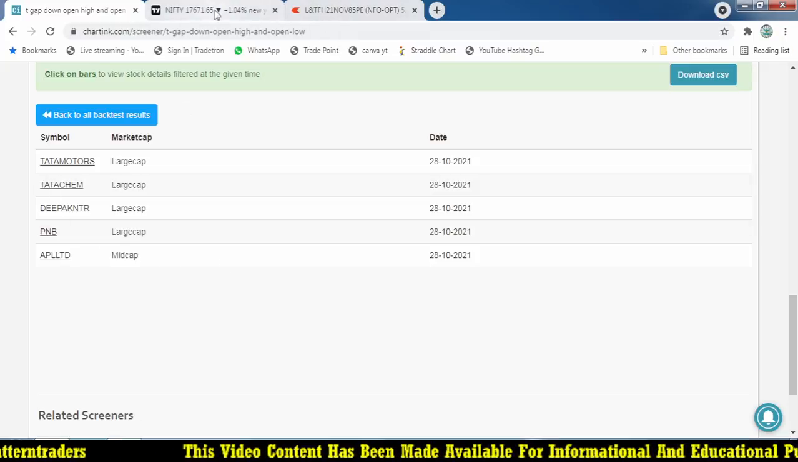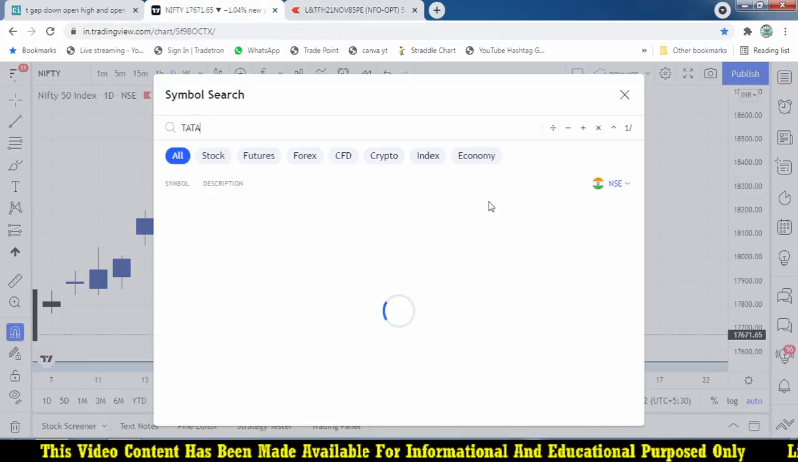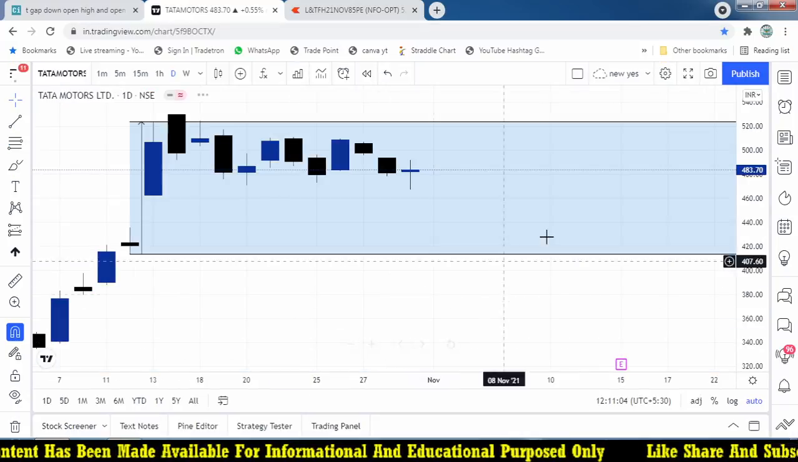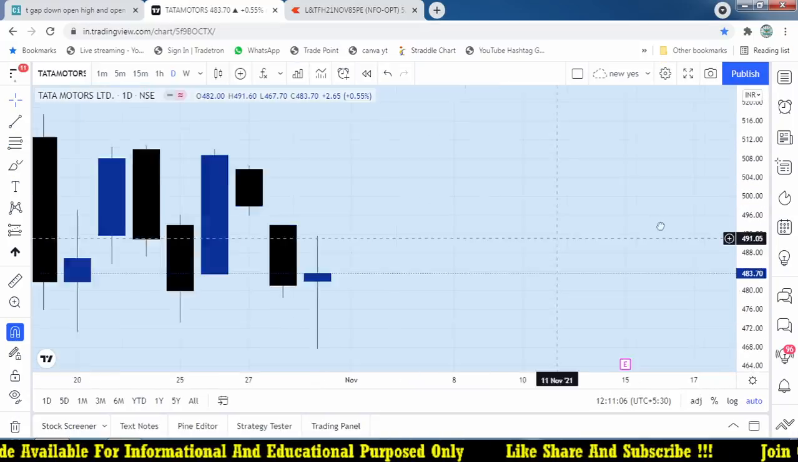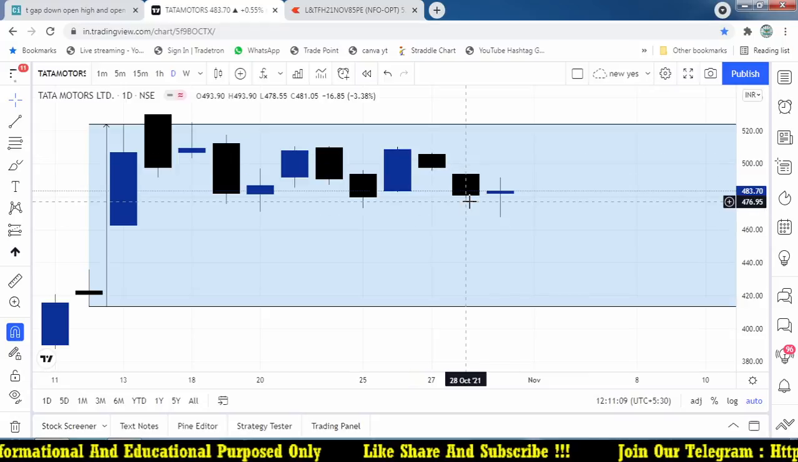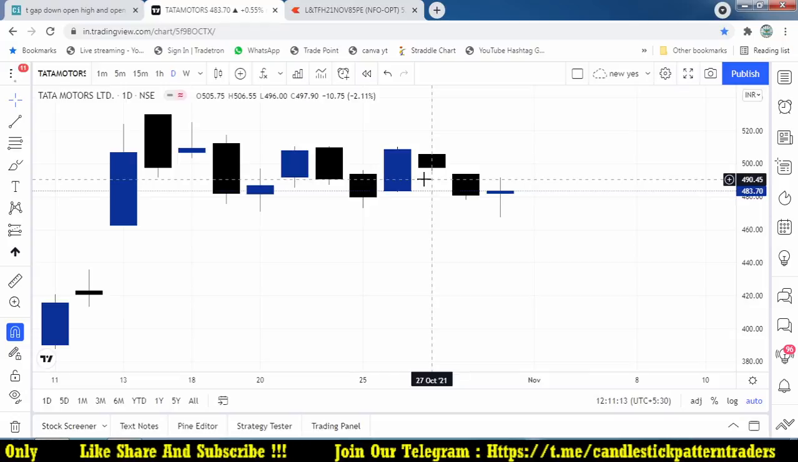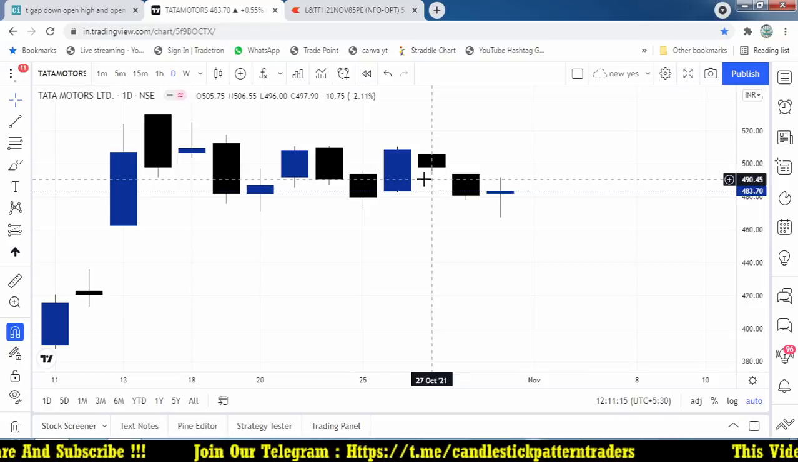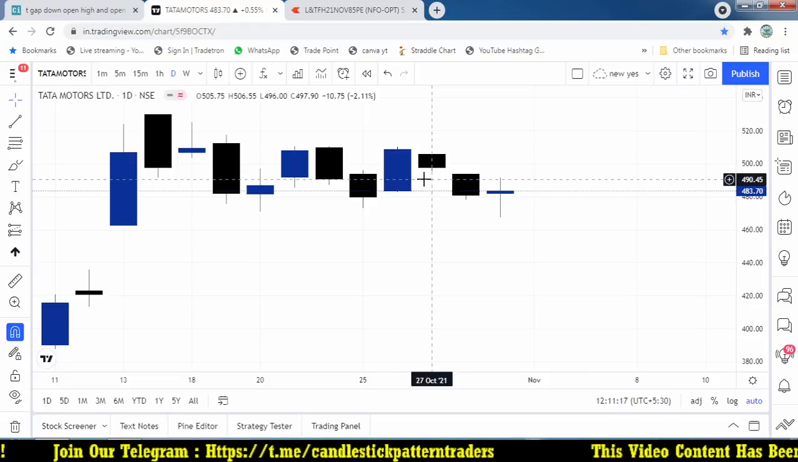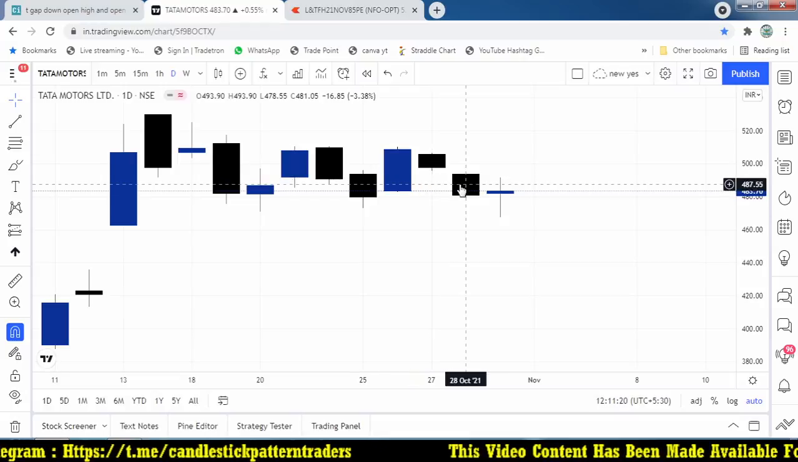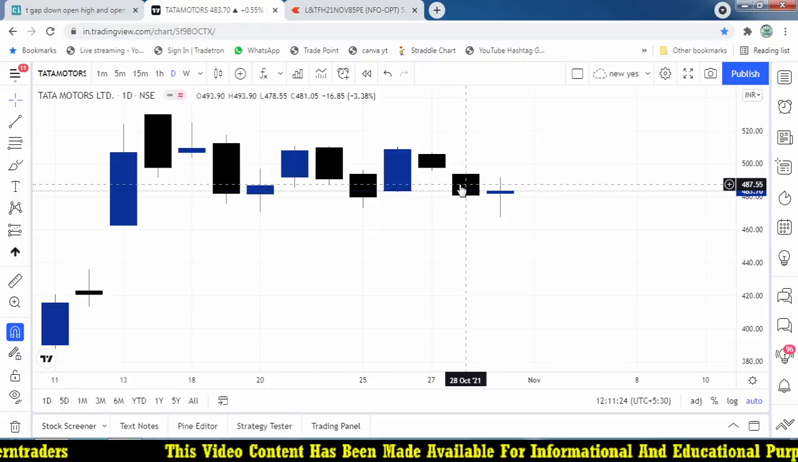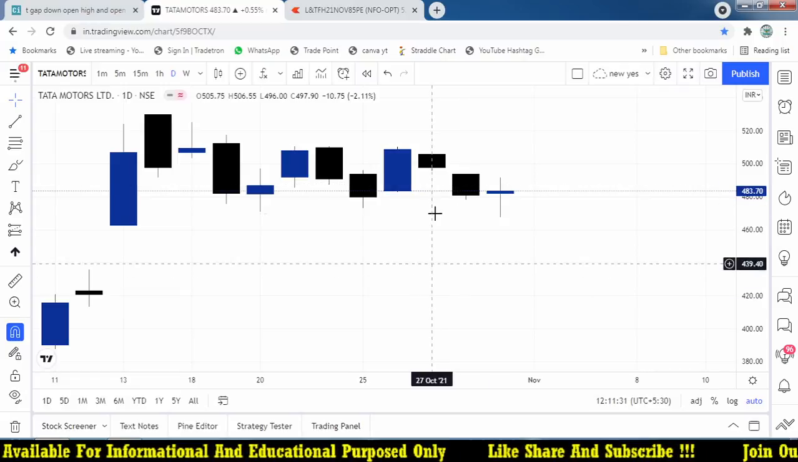So let's go for Tata Motors. Tata Motors here, clear on 28th. The previous day low of the stock is 496, but next day the market opened at 493.9. So in this scenario, if you are playing with options, you should take a 495 put option or a 500 put option.